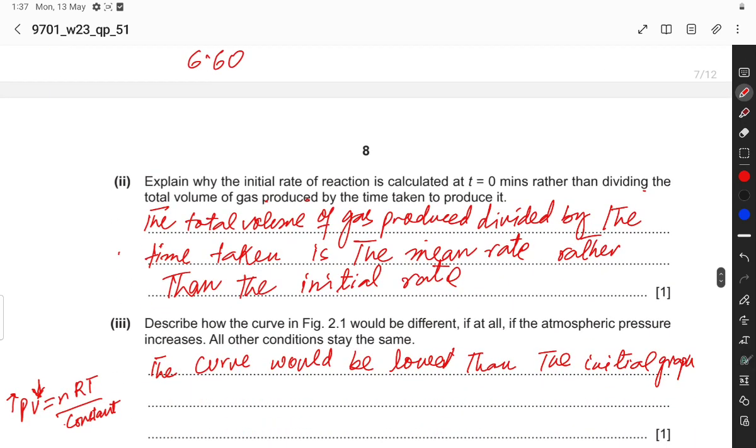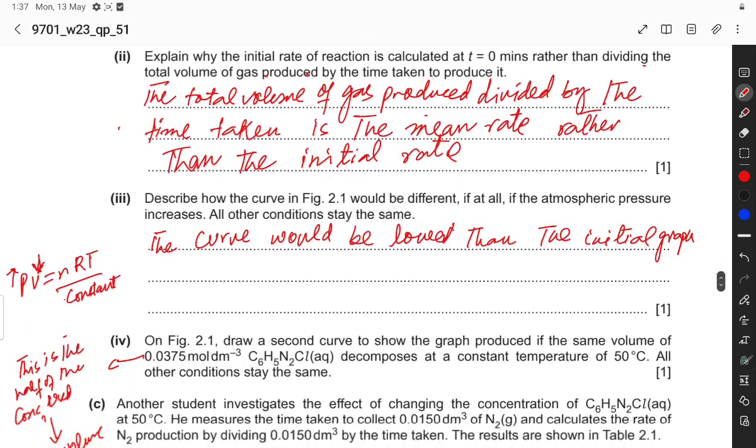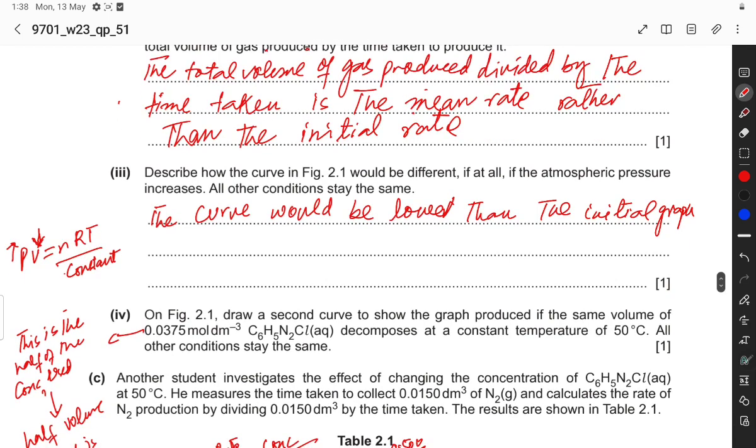Explain why the initial rate of reaction is calculated at t equals 0 minutes rather than dividing the total volume of gas produced by the time taken to produce it. The total volume of gas produced divided by the time taken is the mean or average rate rather than the initial rate. Describe how the curve in figure 2.1 would be different, if at all, if the atmospheric pressure increases, all other conditions staying the same. The curve would be lower than the initial graph.